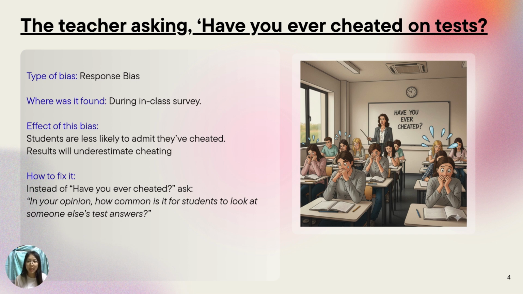This is an example of response bias because students may lie or underreport cheating because the teacher is present. Where was it found? Clearly in class surveys where the teacher is present. So what's the effect of this bias? Well, students are less likely to admit they've cheated, and results will underestimate cheating, giving inaccurate conclusions about students' behavior.